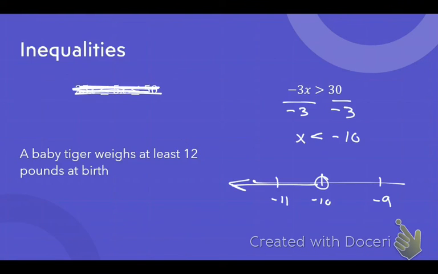To the left. All right, a baby tiger weighs at least 12 pounds at birth. So all of the, we can do P for pounds, all of the acceptable weights, if they have to be at least 12 pounds, would they be greater than 12 pounds, less than, would they be equal to? What do you guys think? Greater than or equal to. So if it's 15 pounds, that's a true statement. Weighs at least 12 pounds at birth.